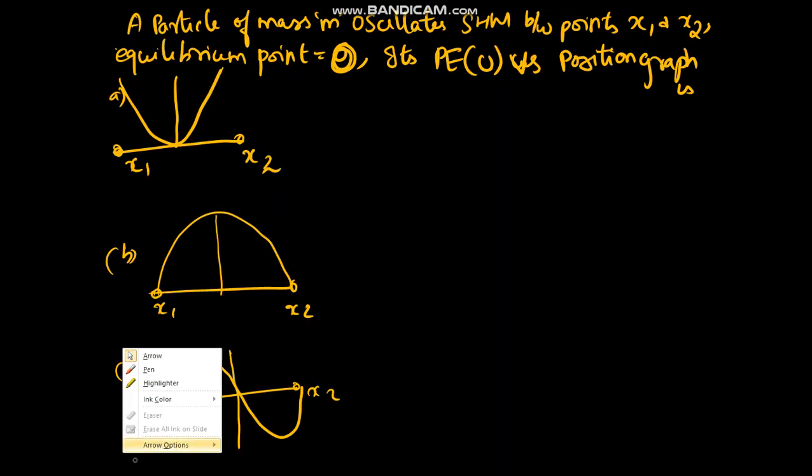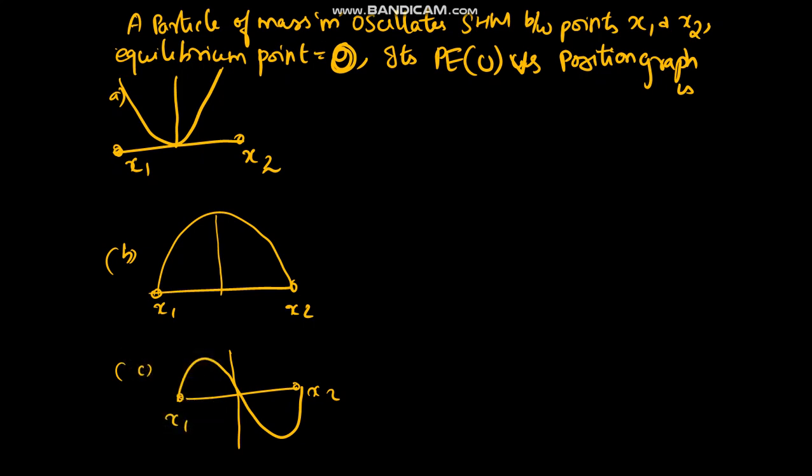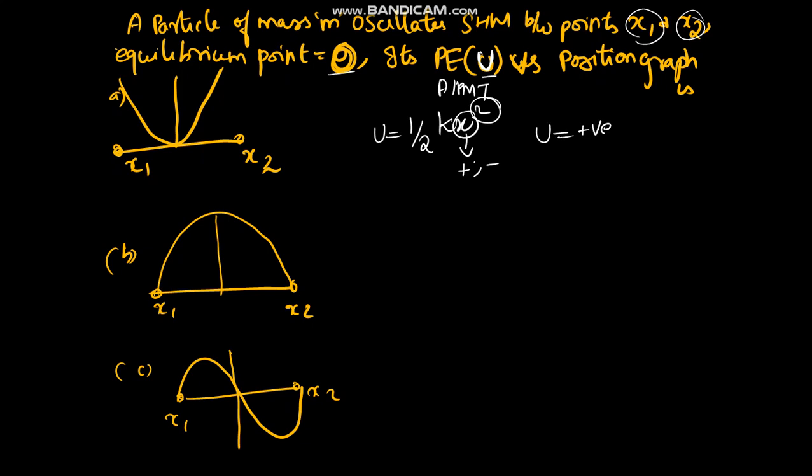And let us see the next question. A mass m oscillates in SHM between two points x1 and x2, with equilibrium position O. Which is the potential energy U versus position graph? This is an AIPMT question. So what is the potential energy formula? 1 by 2 k x square. Whatever be the value of x, either positive or negative, since there is a square term, potential energy is always positive.